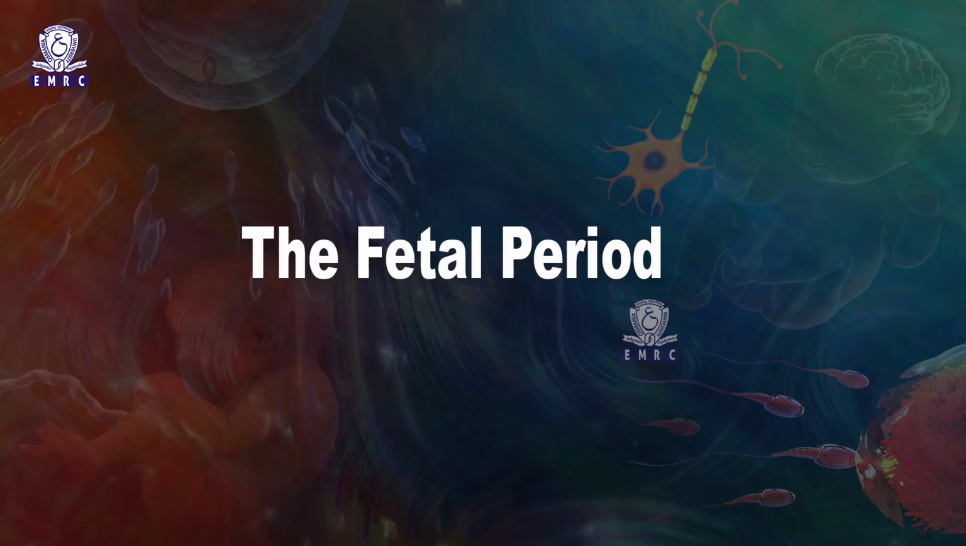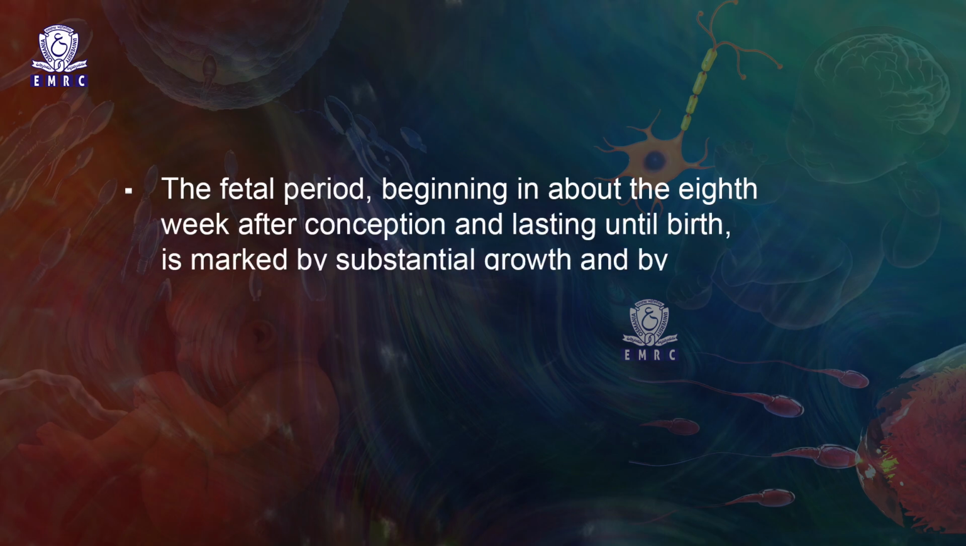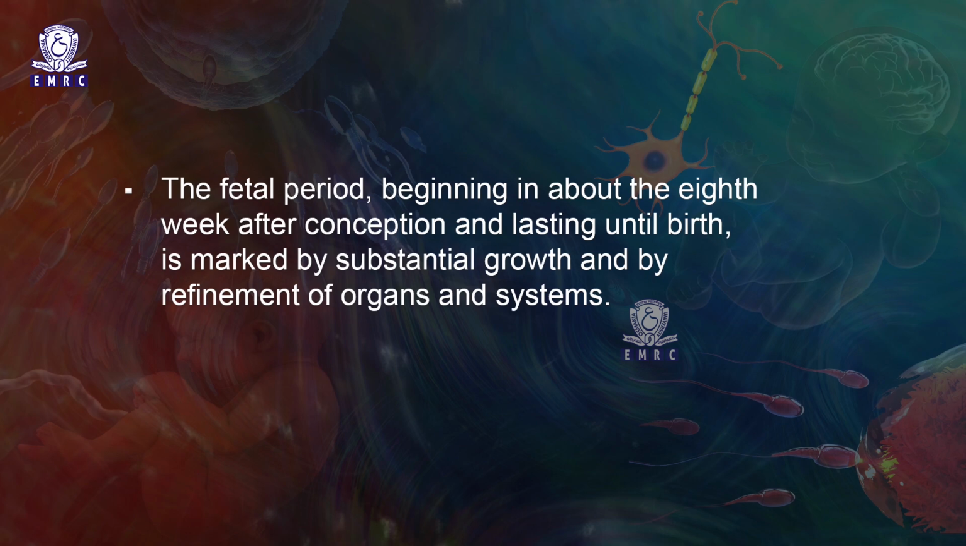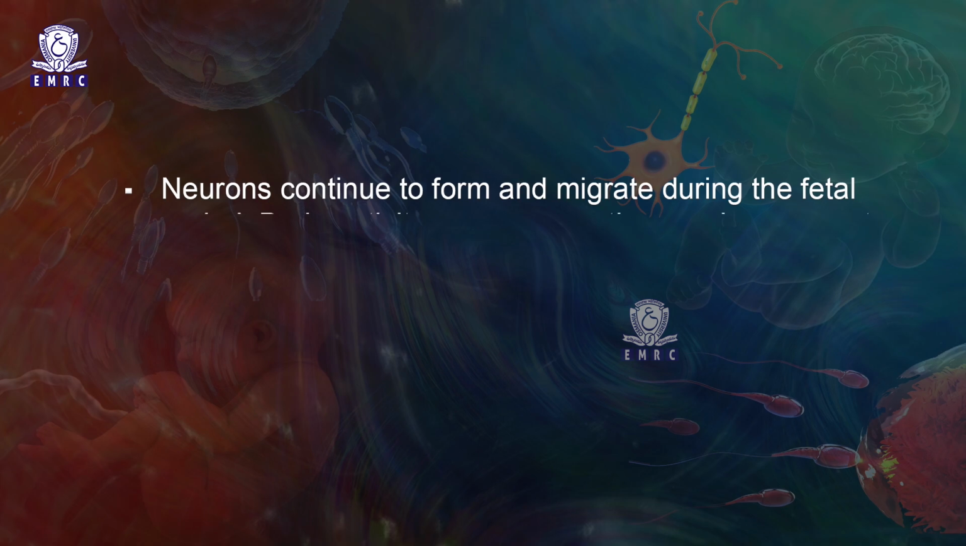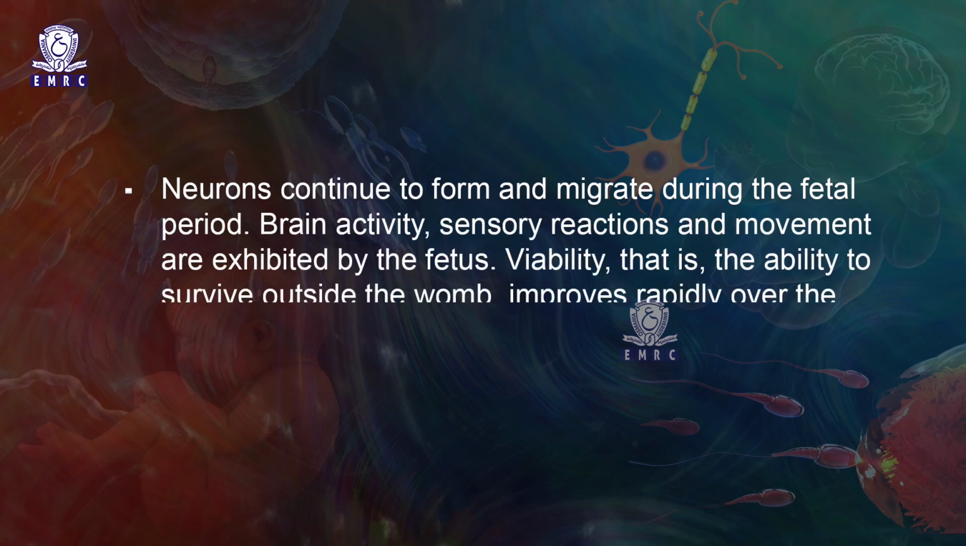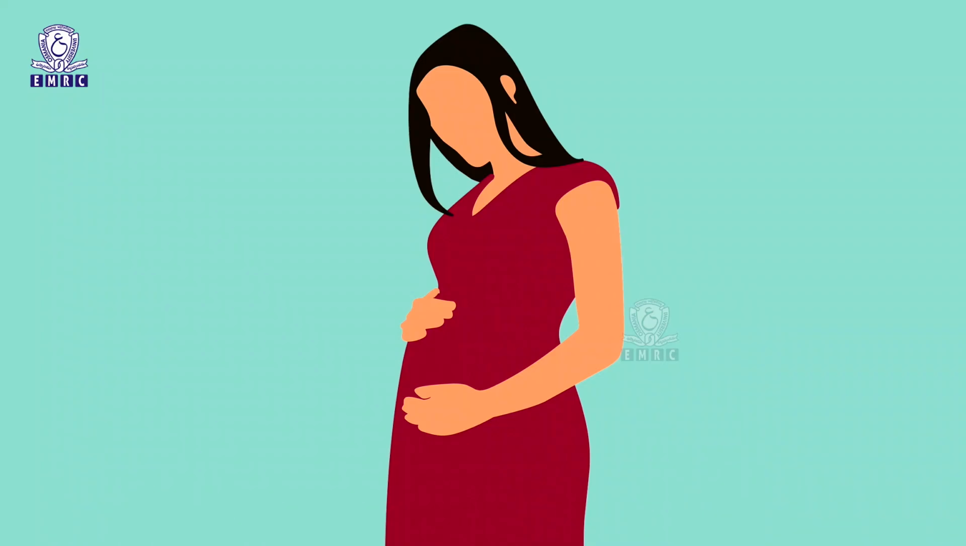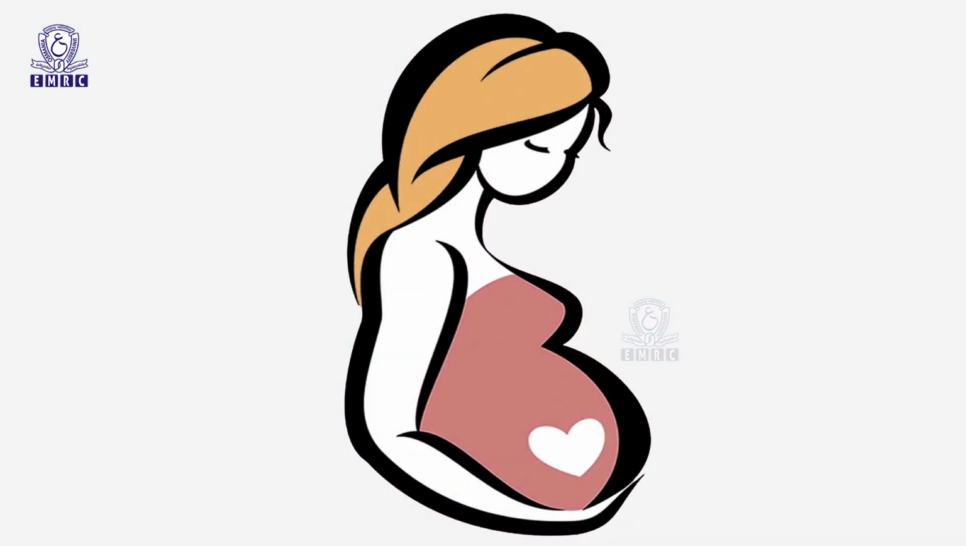The fetal period. The fetal period, beginning in about the 8th week after conception and lasting until birth, is marked by substantial growth and by refinement of organs and systems. Neurons continue to form and migrate during the fetal period. Brain activity, sensory reactions and movements are exhibited by the fetus. Viability, that is, the ability to survive outside the womb, improves rapidly over the last 3 months of pregnancy. Gestational age differs from conceptual age by about 2 weeks because it is based on the woman's last menstrual period rather than the time at which conception occurs.